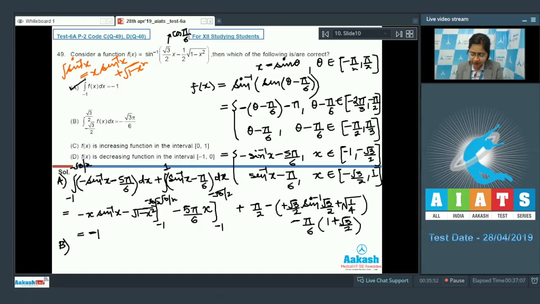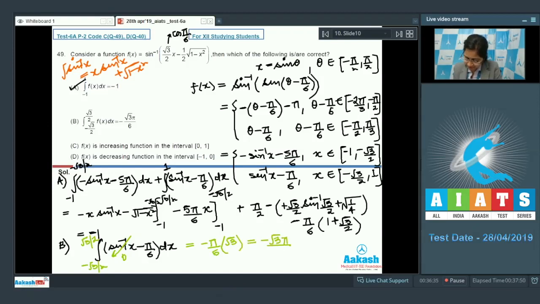Similarly solving option number B. Now from minus root 3 by 2 to root 3 by 2, we just have to solve the integral of (sine inverse x minus pi by 6) dx, and the limit is from minus root 3 by 2 up till root 3 by 2. Now we know that sine inverse x is an odd function, so its integral from minus root 3 by 2 up till root 3 by 2 will be 0, right? So we are left with minus pi by 6 into 2 times root 3 by 2, that is root 3, that is equal to minus of root 3 into pi upon 6. That is given in option B, so this is also correct.